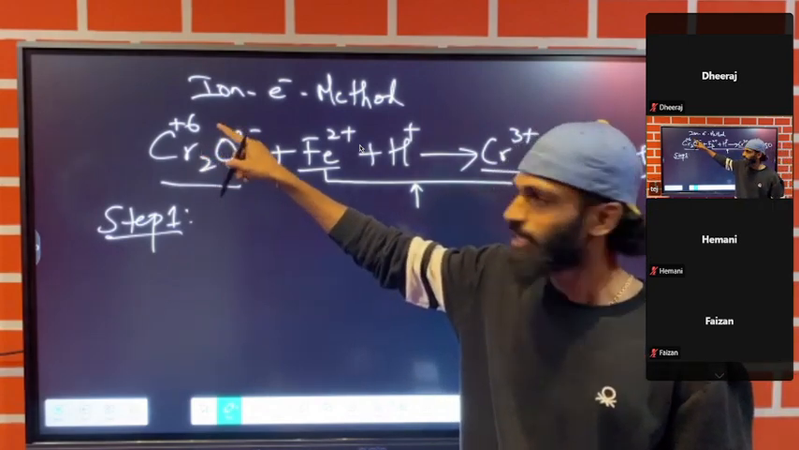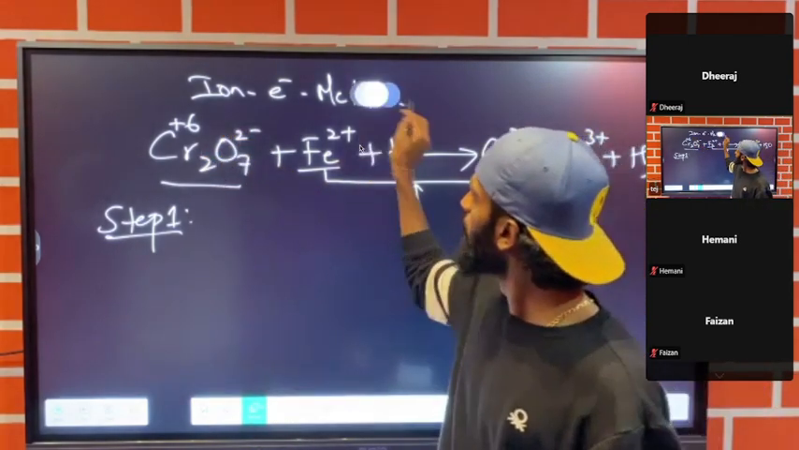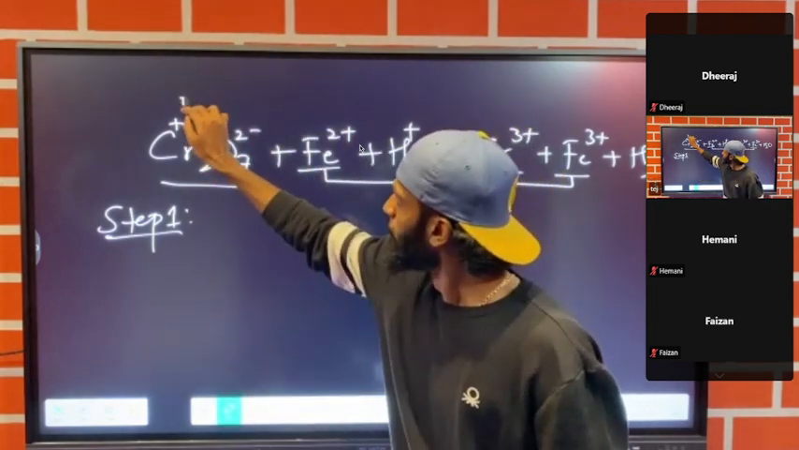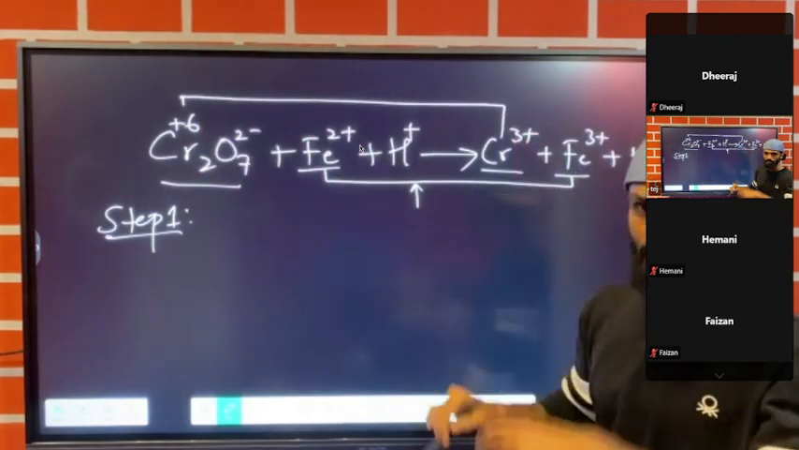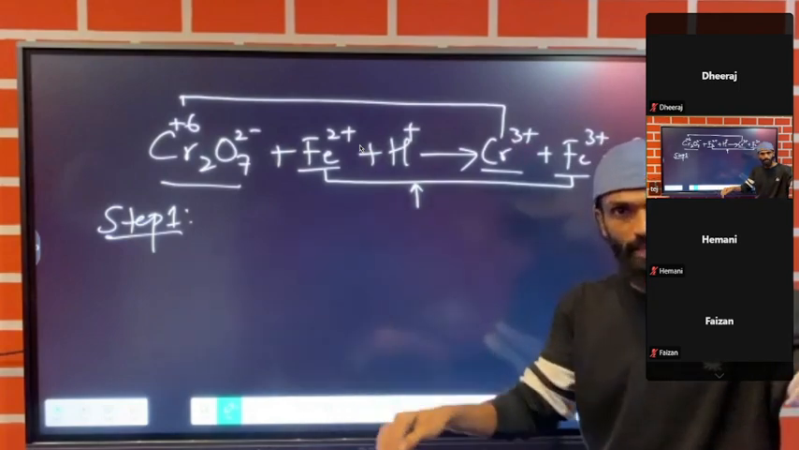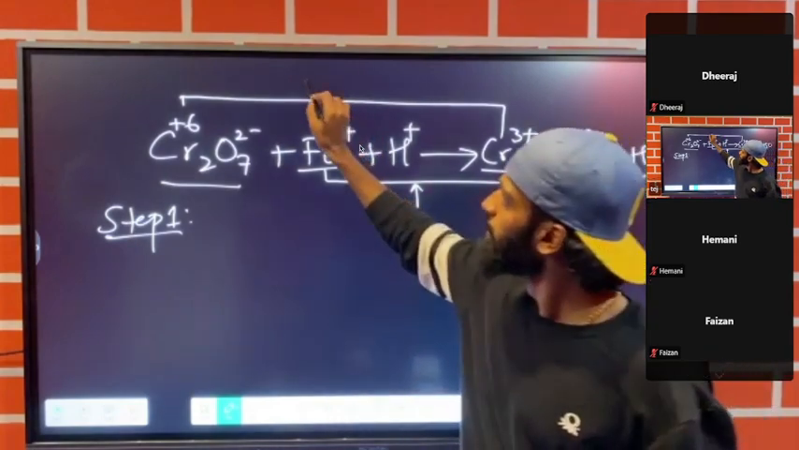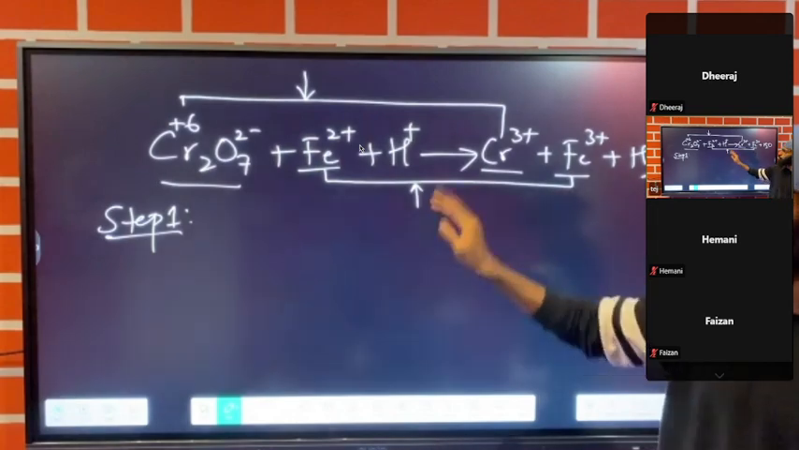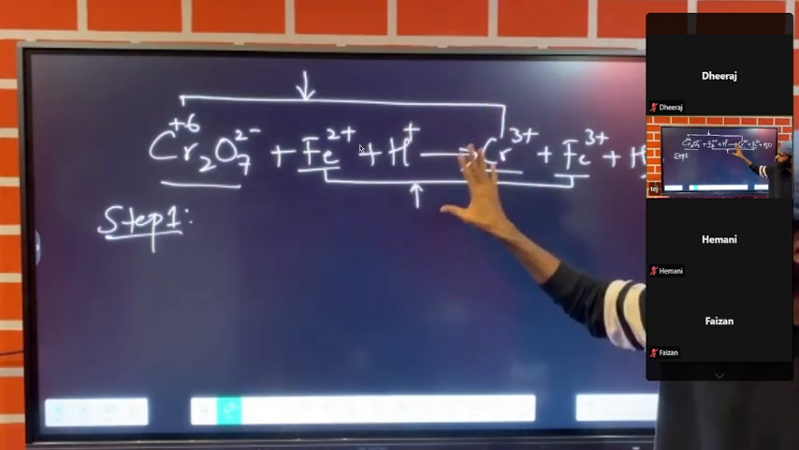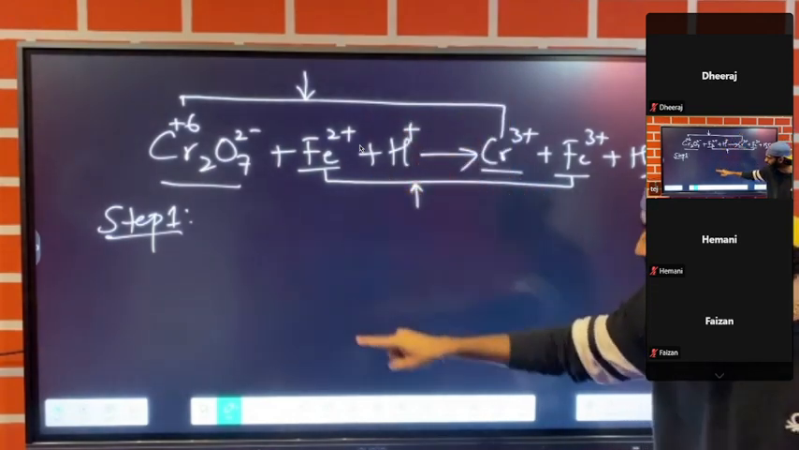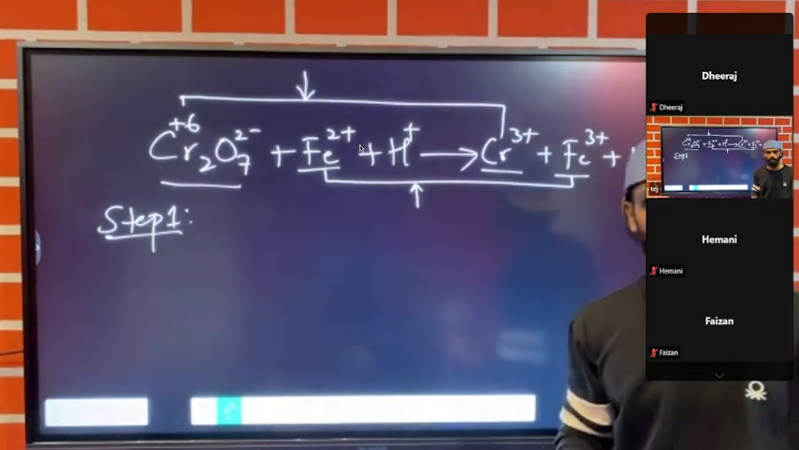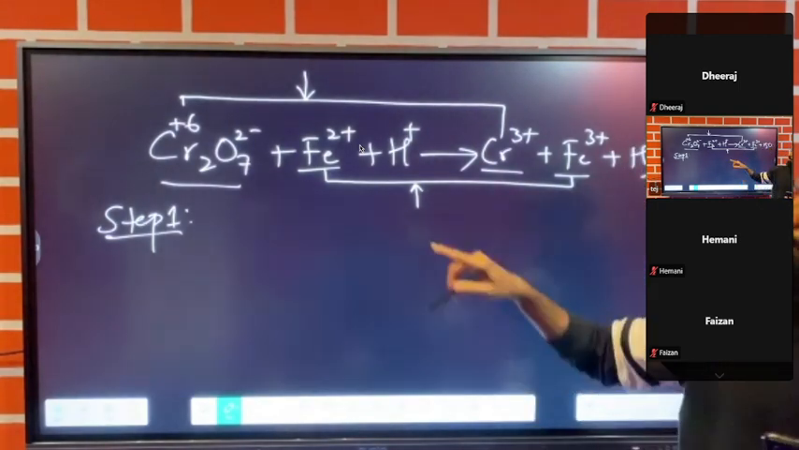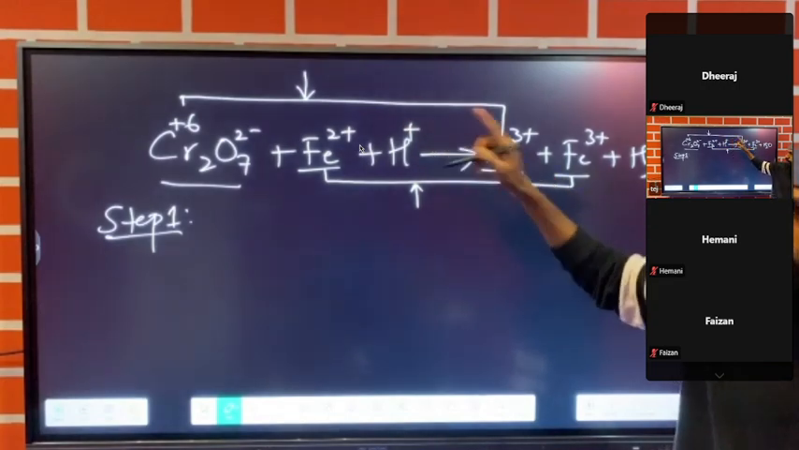Chromium was +6. I'll take off this. That +6 moves to the right hand side. It is becoming +3. So from +6 to +3, it is decreasing. So before writing anything, you will mark all this stuff. The moment you mark all this stuff, writing the other steps is very, very simple. I'll repeat this. First mark what is increasing, what is decreasing.